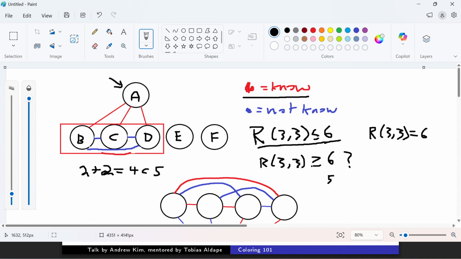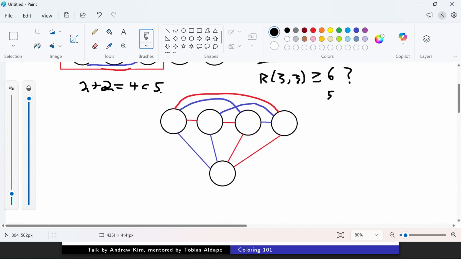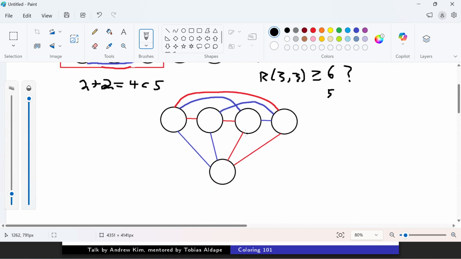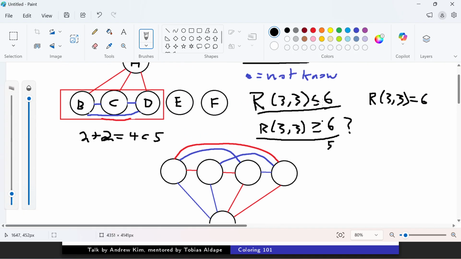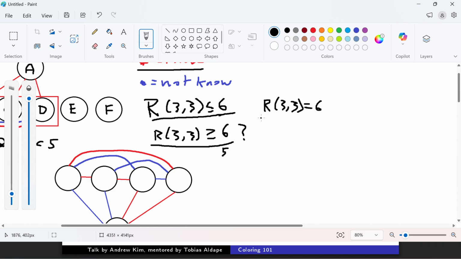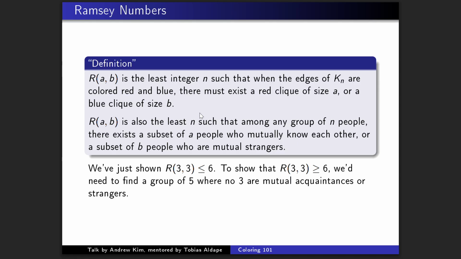That is, we need to find a group of 5 people with some relation of knowing or not knowing each other, such that we avoid these monochromatic triangles. And it turns out that I've prepared this group of 5 here, and you can check that there's no triangles in this graph. So we do indeed have that R of 3 is greater than or equal to 6, which implies that R of 3 is equal to 6 because we've established both bounds.